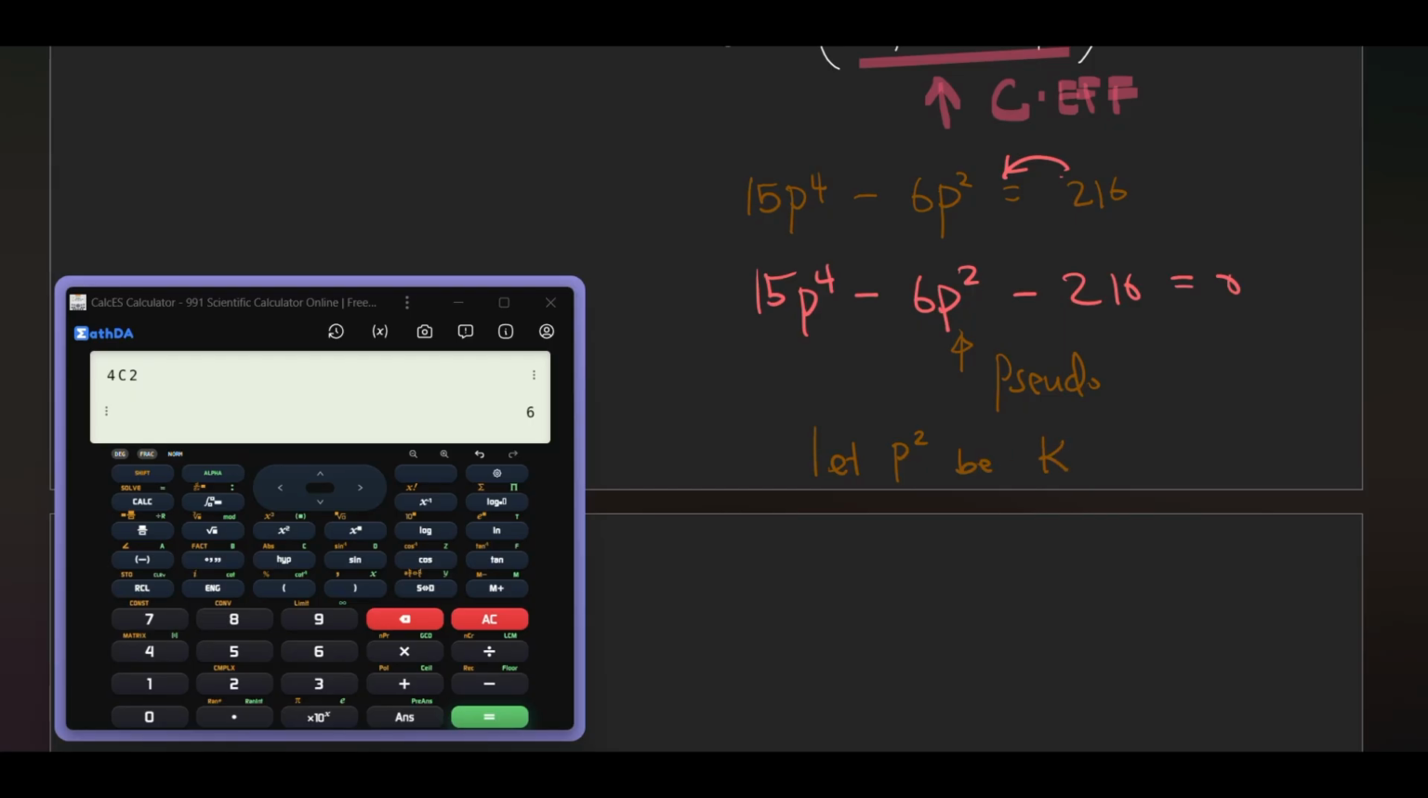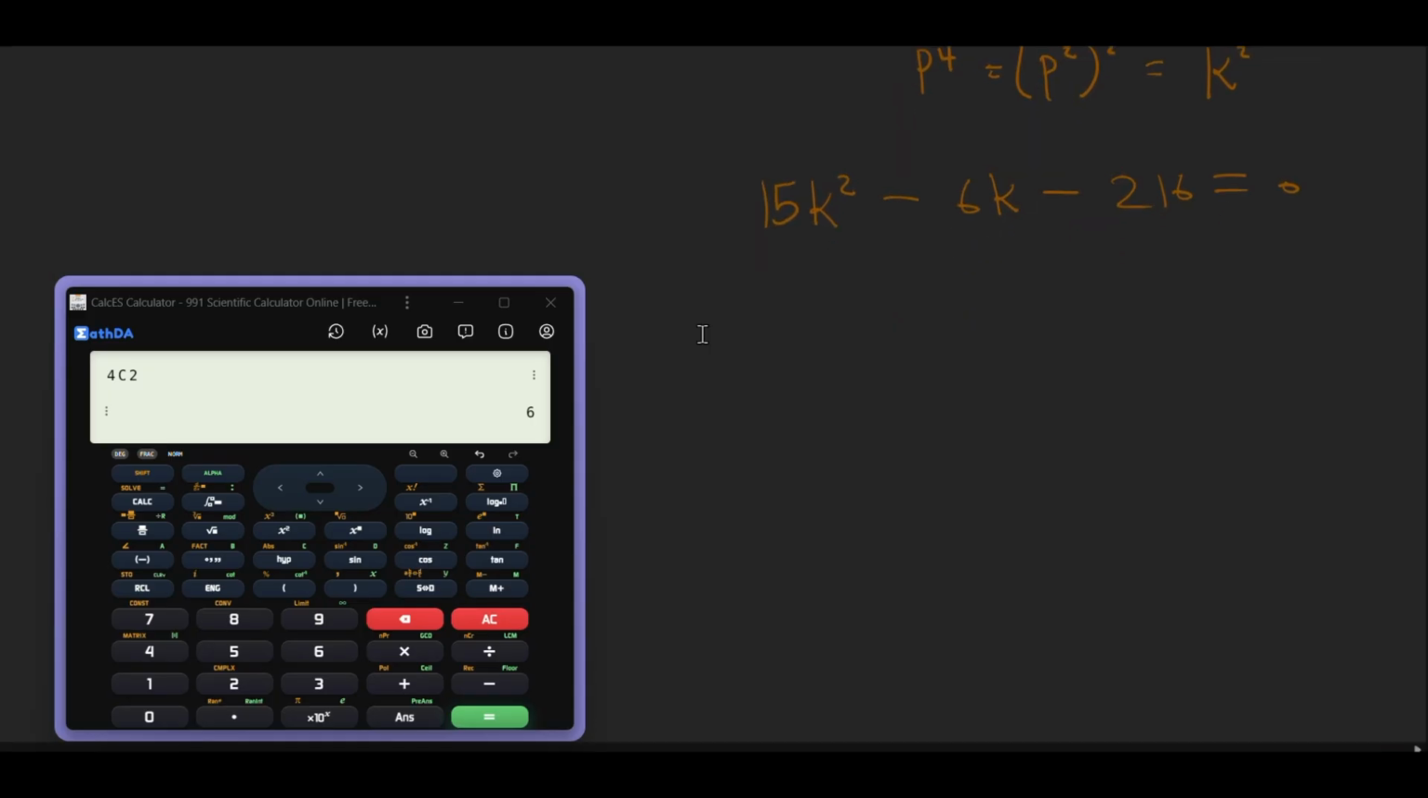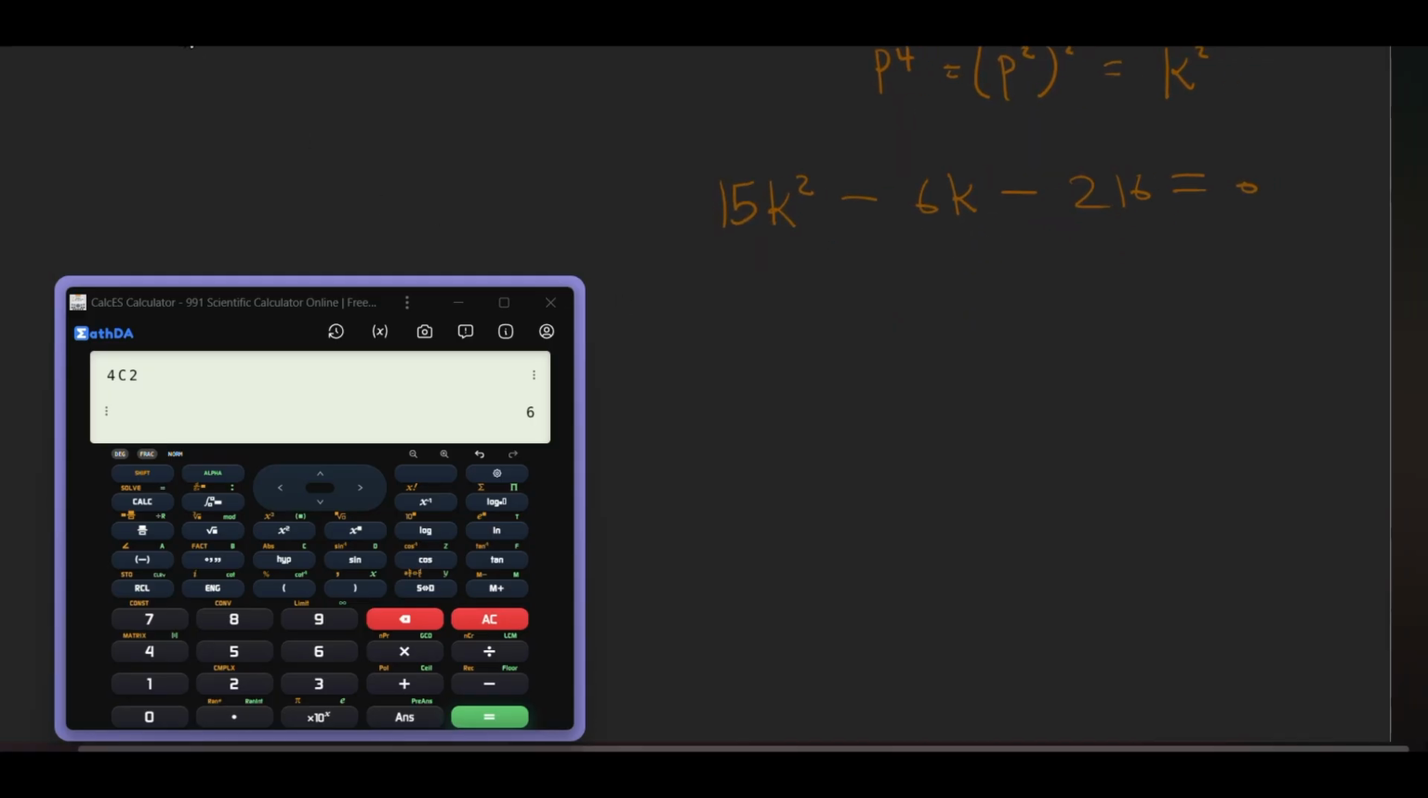Meaning, if p squared is k, then p to the power 4, which is the same as p squared all squared, will be the same as k squared. So you can write the whole of that equation as 15k squared minus 6k minus 216 equals 0. And now by virtue of that, you'll have a friendly quadratic equation.